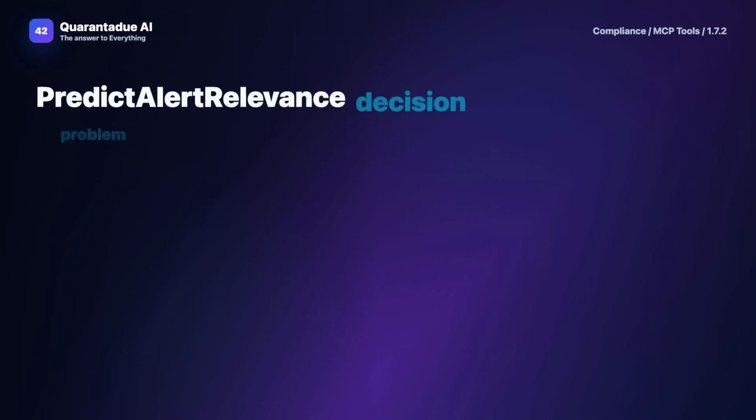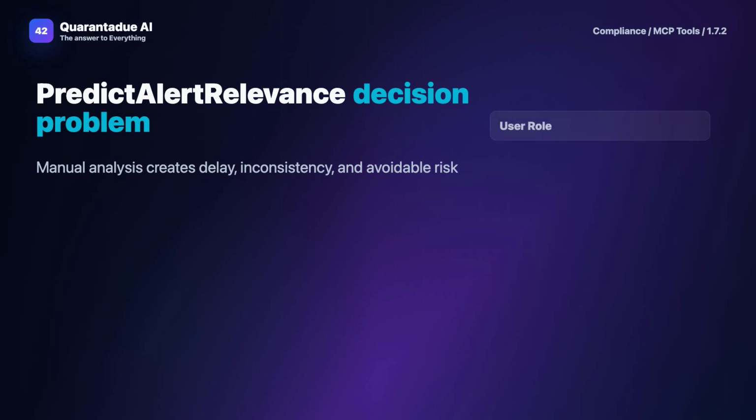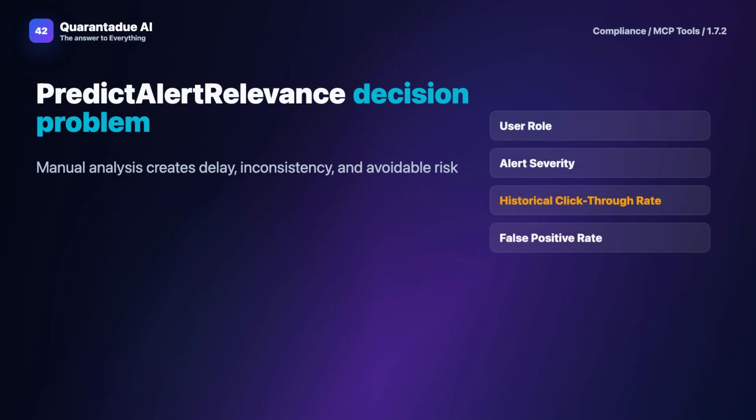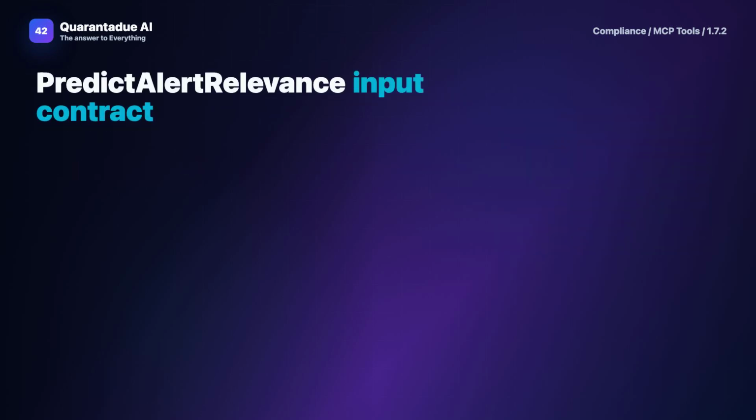Predict Alert Relevance narrows that process into a repeatable model so teams can compare cases without rebuilding the logic each time. Predict Alert Relevance starts with a defined input contract. Typical inputs include user role, alert severity, historical click-through rate, false positive rate, and regulatory domain match. Keeping these fields explicit reduces ambiguity and makes every run easier to audit.